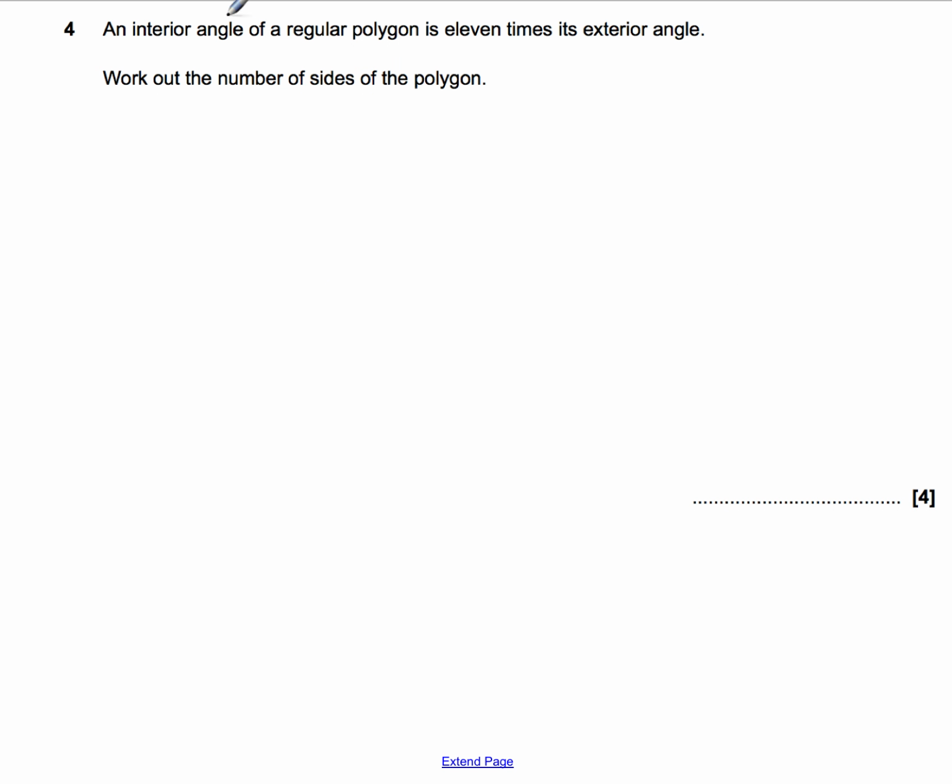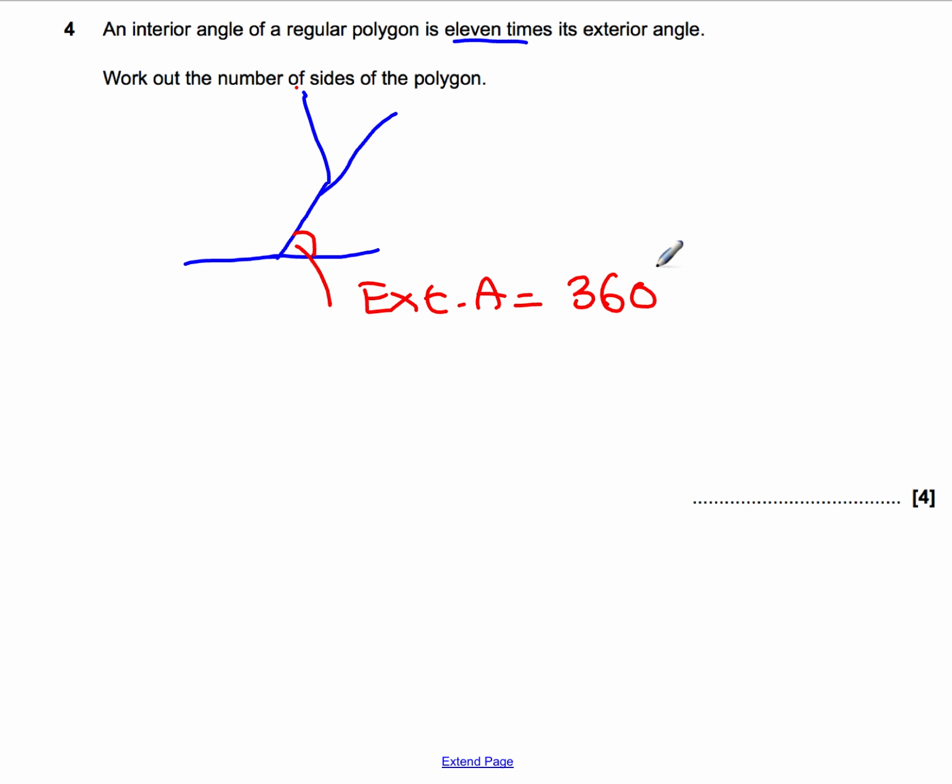Okay, an interior angle of a regular polygon is 11 times more than the exterior angle. Okay, before we go into the problem, let's take part of a polygon and go with the facts we know. The exterior angles are the angles formed on the outside. Now, the most important fact you need to know is that the exterior angle is always given by the formula of 360 degrees divided by the number of sides.